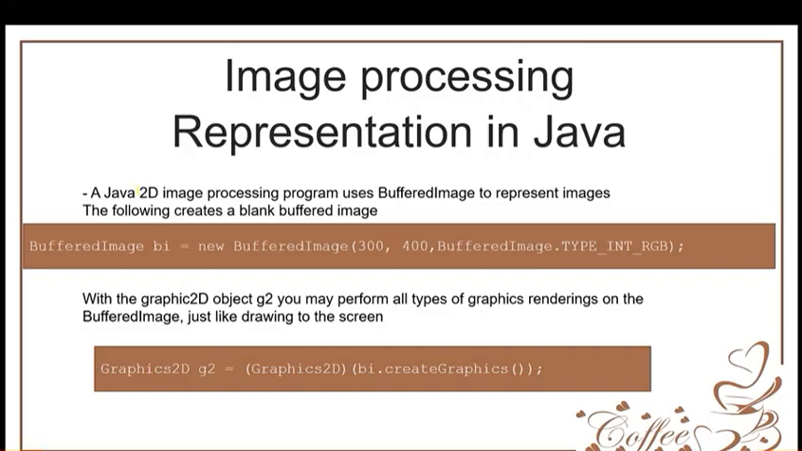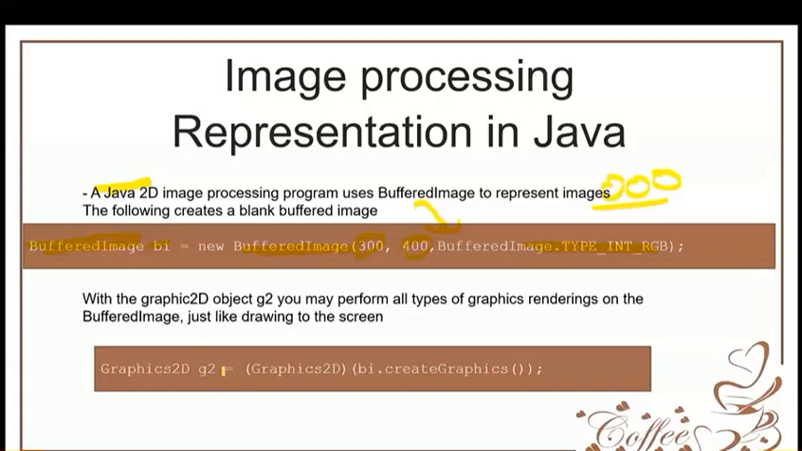So for the image in Java 2D, here we have the class BufferedImage. So here we have BufferedImage bi equals new BufferedImage. This will initialize an image. Here we have the dimension of the image, and here we are using RGB. This will initialize a buffered image, and it will be a blank image, meaning the values will be 0, 0, 0. So if you try to display this image, it will be a black image.